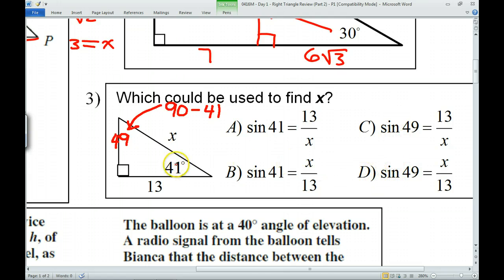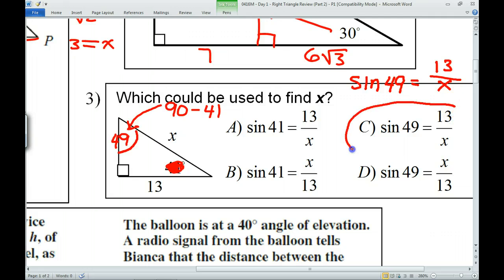Now let's take a closer look. Focus on the 49. Forget about the 41 for a minute. Focus on the 49 degrees. Looking at the 49, the 13 is opposite, and of course x is the hypotenuse. So opposite over hypotenuse, that is in fact the sine function. That sounds good since the sine function is all we've got. Now let's continue. If we did the sine of 49, that should be opposite over hypotenuse. That should be 13 over x. So which is that, C or D?